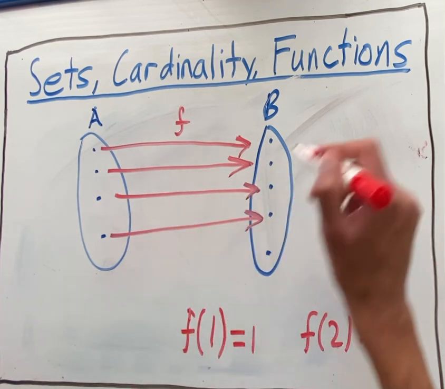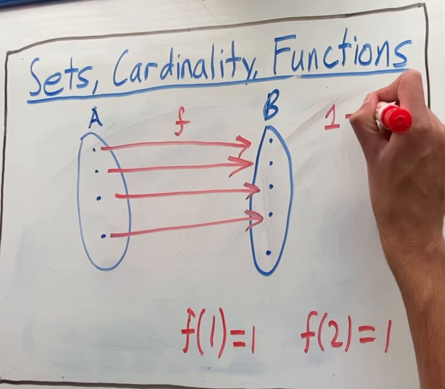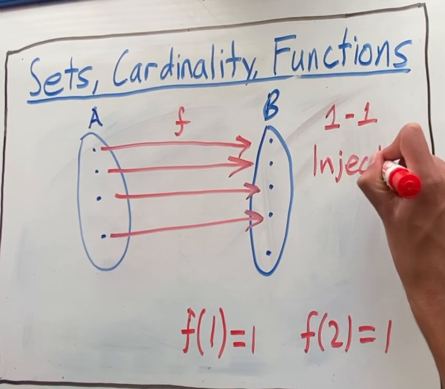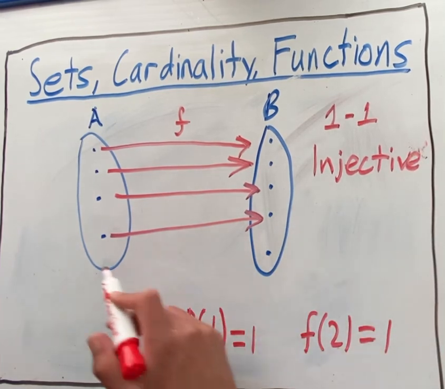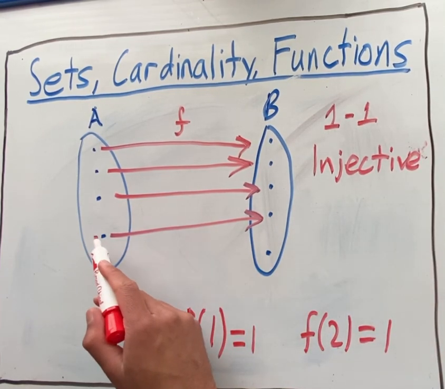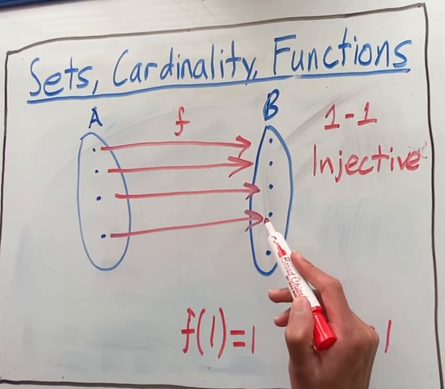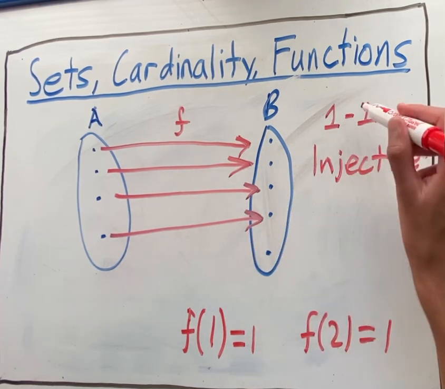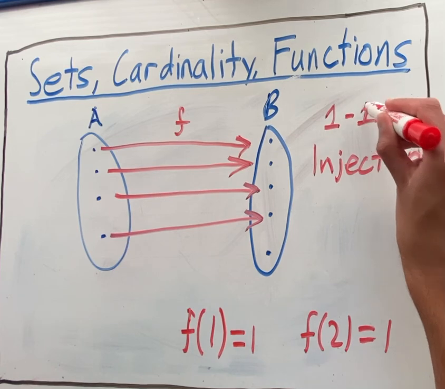So this function here is called one-to-one or injective. And what that means is that every element in A maps to a different element in B, which isn't necessary for a function, but it is necessary for a one-to-one function or an injective function.